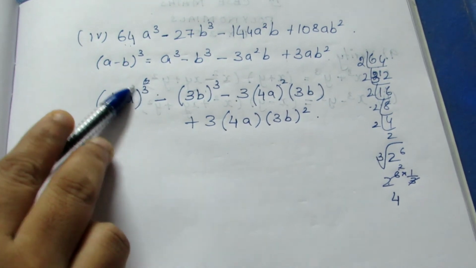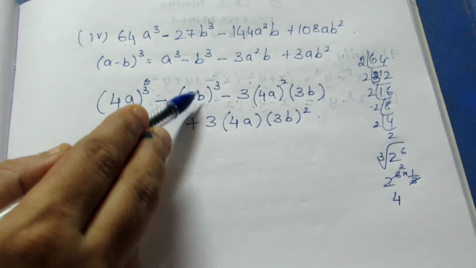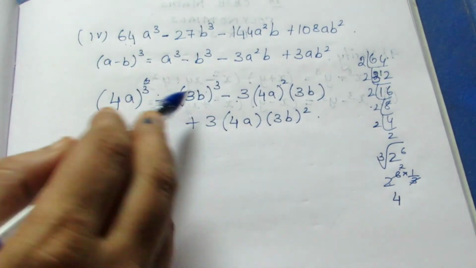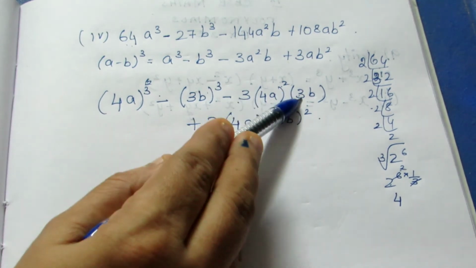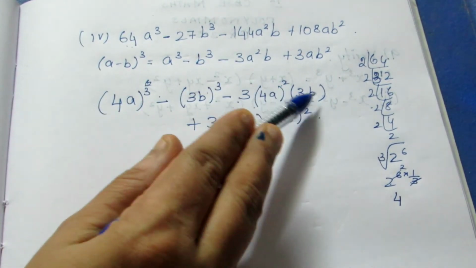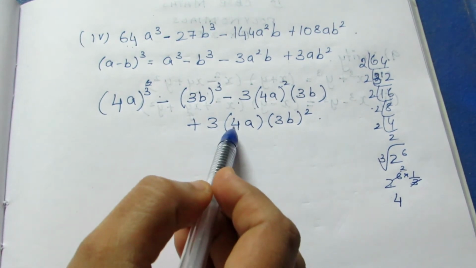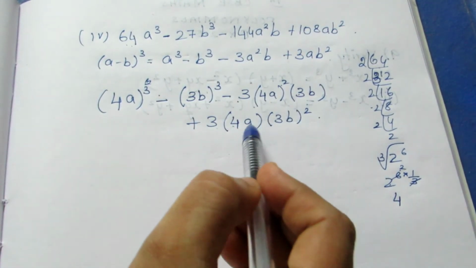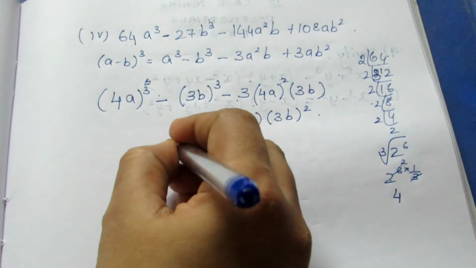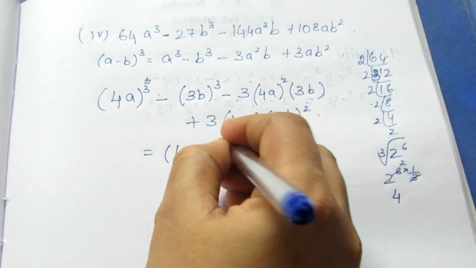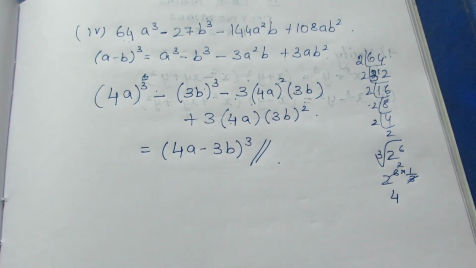This: 4 4s are 16, 16 4s are 64a cube. Here for 3 cube, 3 3s are 9, 9 3s are 27b cube with the minus sign. Here minus sign: 4 4s are 16, 16 into 9 is 144a square b. Here 3 3s are 9, 9 into 12 is 108ab square. So it is in the form of the answer. We need to complete it with the question. So 4a minus 3b the whole cube is the answer for the fourth one.